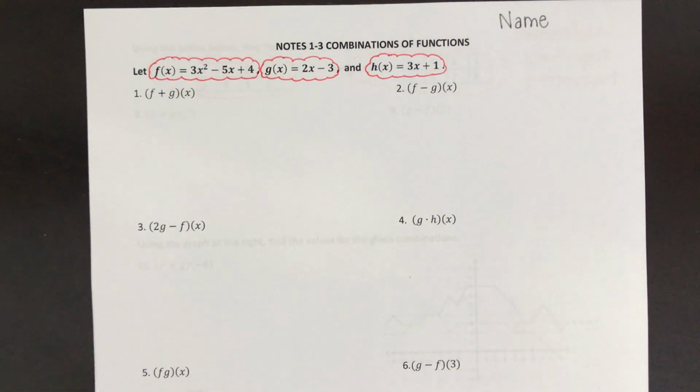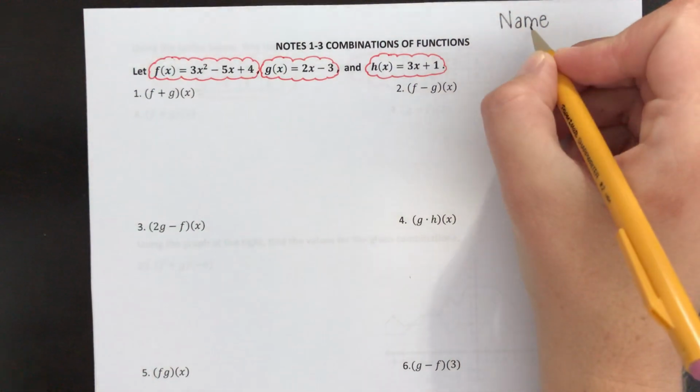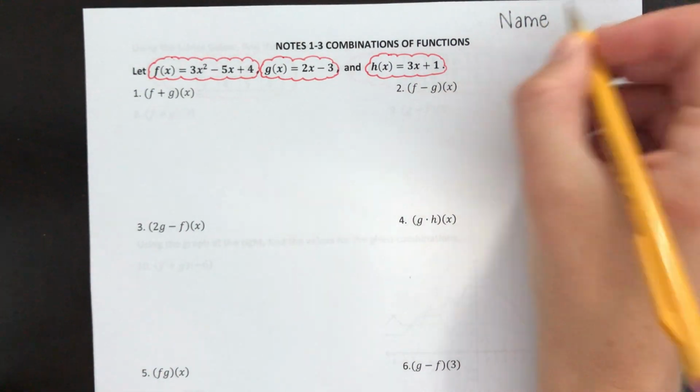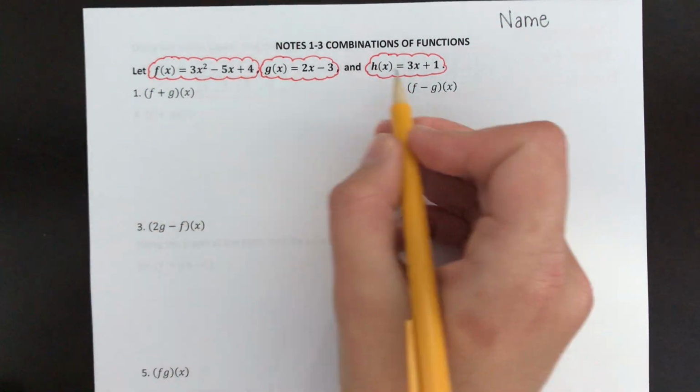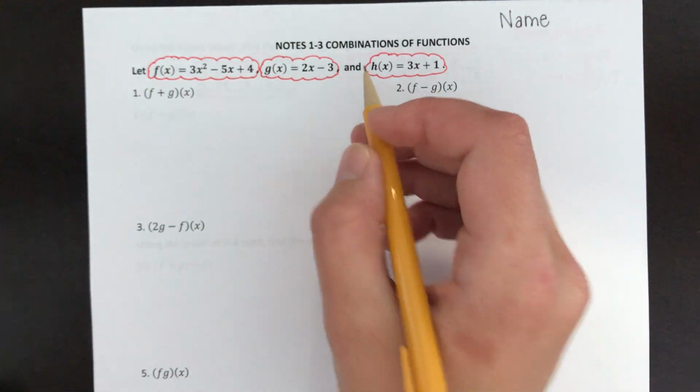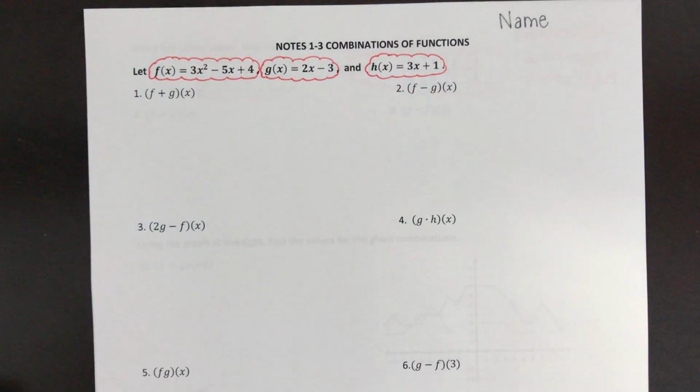Hey everyone, today we're going to be looking at notes 1-3, combinations of functions. But before we begin, I want to remind you that your name should be in the upper right hand corner in pen. And then after that, I want you to go ahead and bubble these three given functions, f of x, g of x, and h of x. We'll be using these three functions all the way throughout this whole front page of these notes.